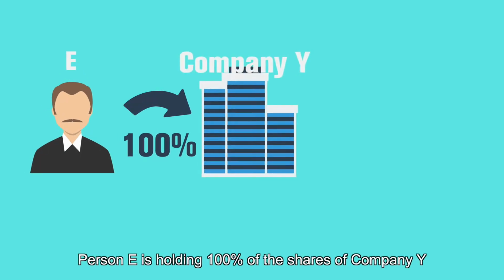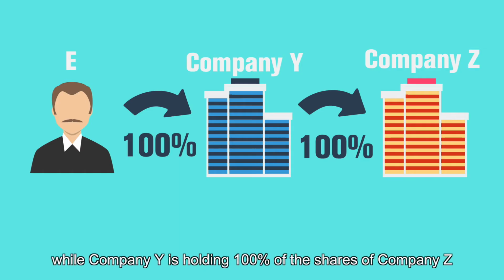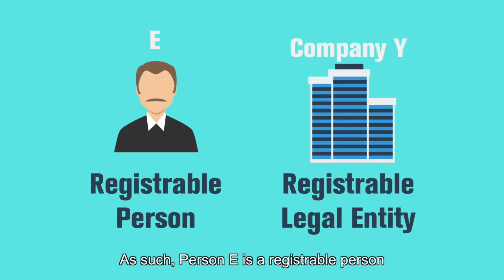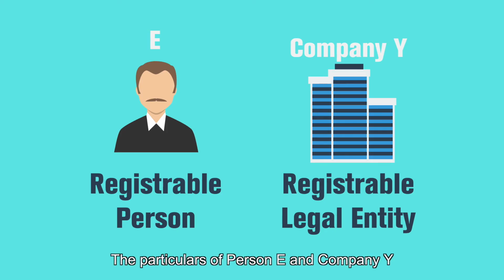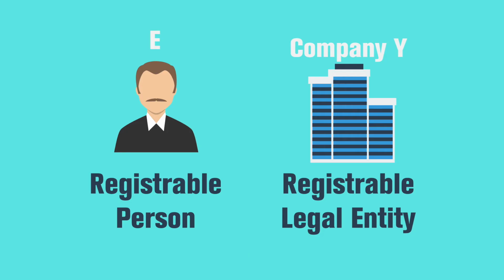One more example. In this example, person E is holding 100% of the shares of Company Y, while Company Y is holding 100% of the shares of Company Z. As such, person E is a registrable person, and Company Y is a registrable legal entity of Company Z. The particulars of person E and Company Y should be entered in the Significant Controllers Register of Company Z.